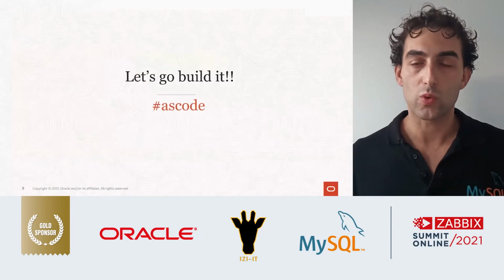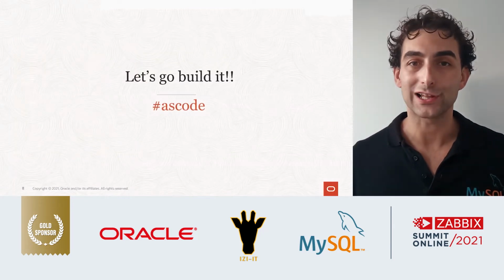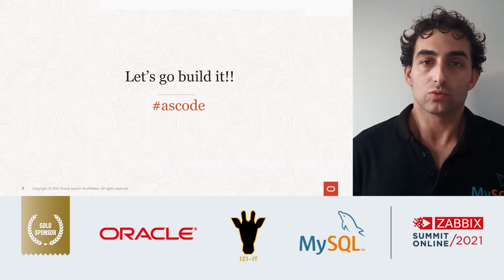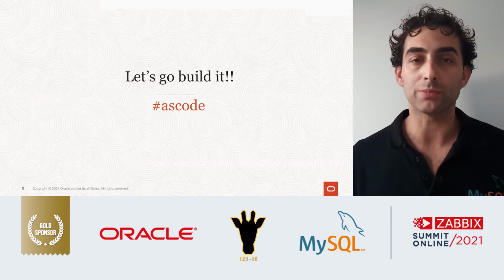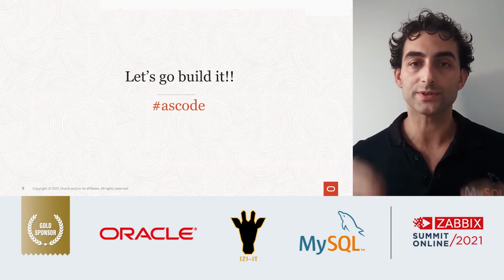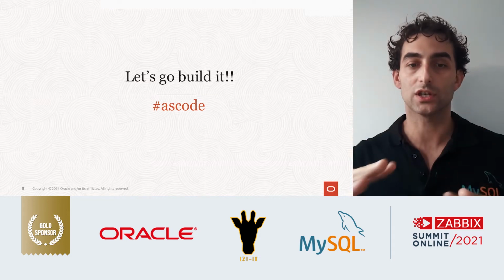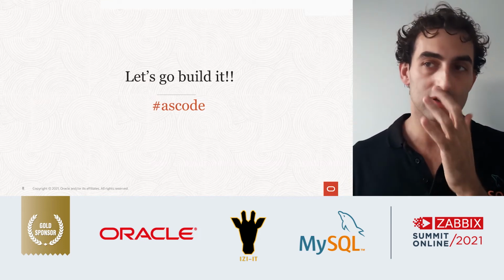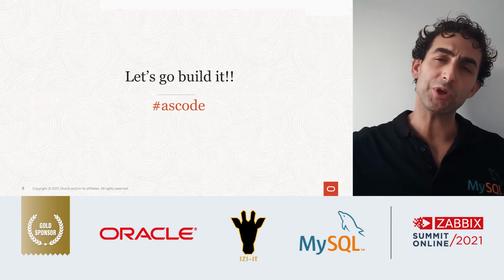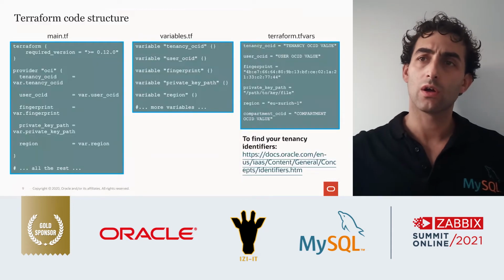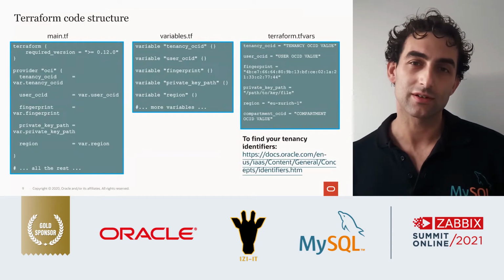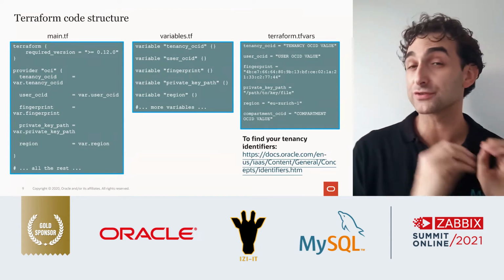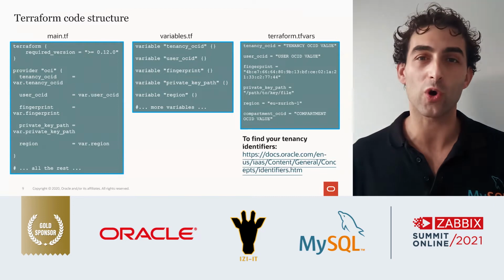Alright, we have seen it, now let's go build it. We need to see all of the building blocks which we need to deploy Zabbix server and MySQL database in a cloud environment. So, what might be the first thing that we need? Of course, we need to know how to build Terraform code, a bit of structure. Without that, we don't go anywhere.